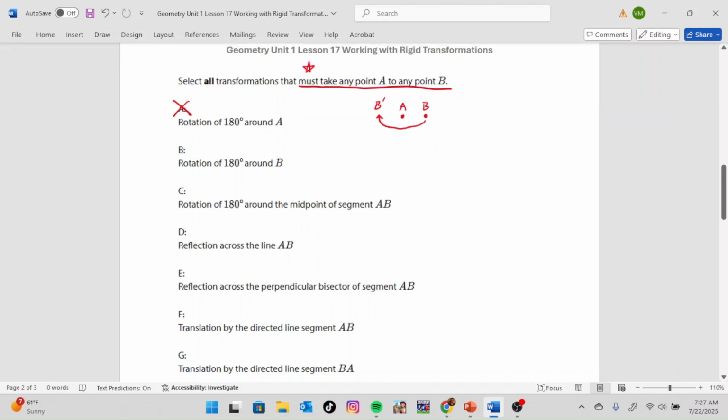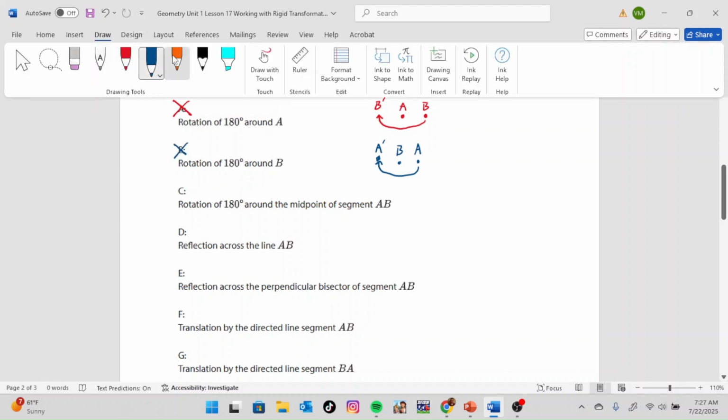Choice B, rotation of 180 degrees around B. Well, this is going to look like the one we just did, only now B is in the center, and A is the point we're going to rotate around B, and I get A prime, but again, I did not take A to B. Therefore, option B is incorrect as well.